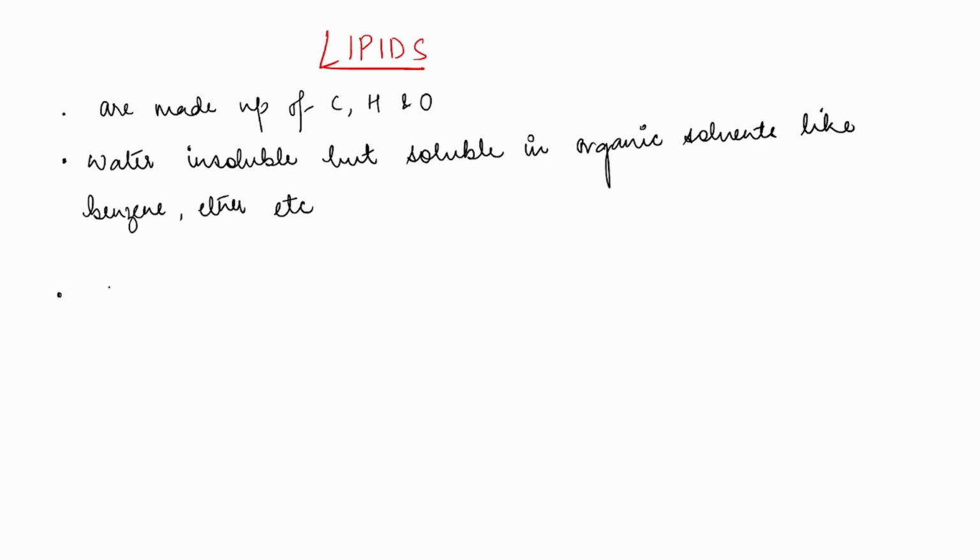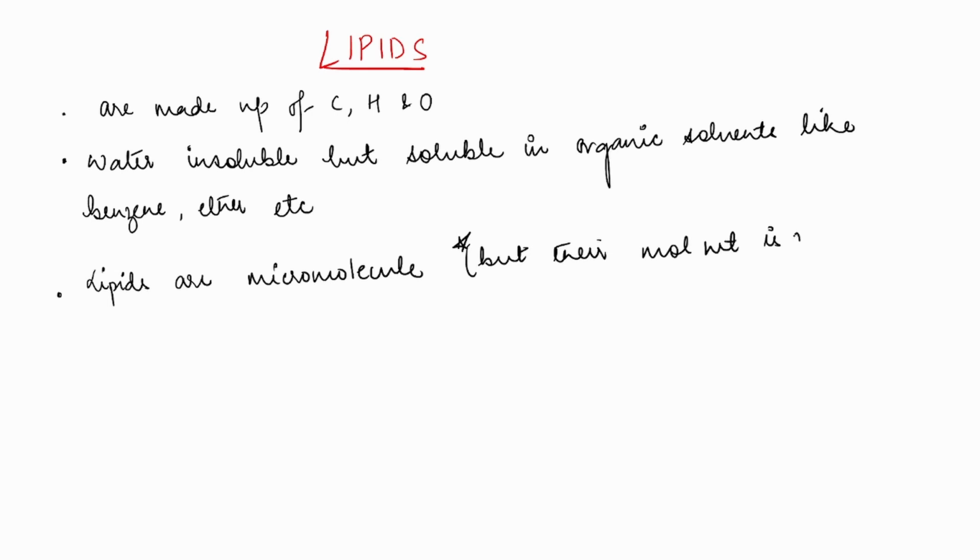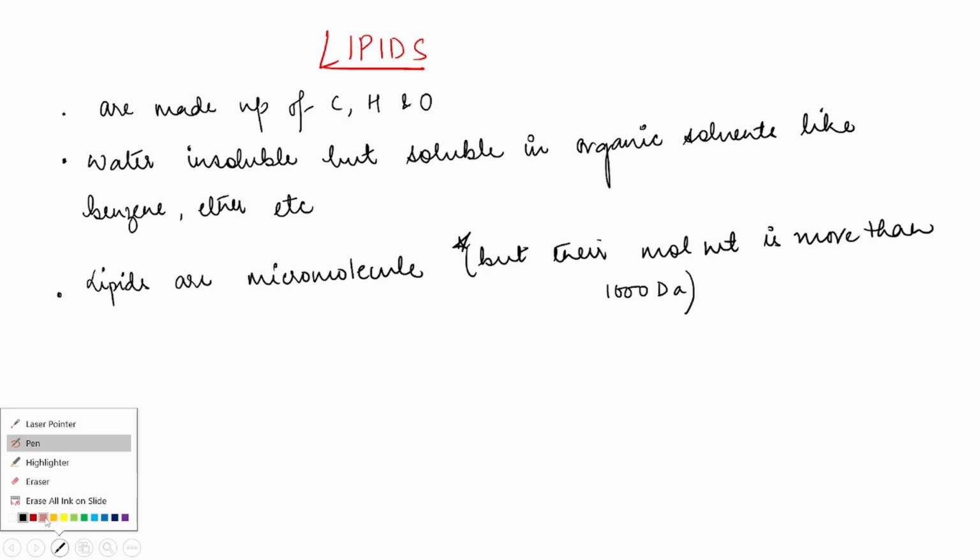What is lipid? Is it a macromolecule or a micromolecule? Lipids are micromolecules, but importantly, their molecular weight is more than 1000 Dalton. See, technically, if the molecular weight of a lipid is more than 1000 Dalton, then it should come under macromolecule. But why then do we consider it under micromolecule?